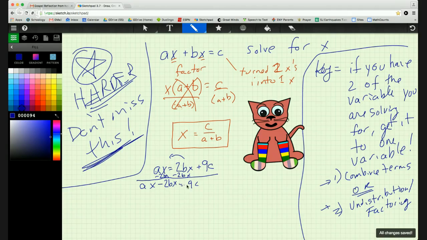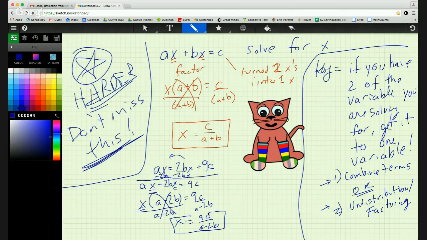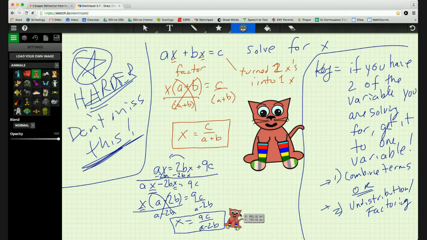So we get ax minus 2bx equals 9c. Now we're going to factor that x. And so we get x times (a minus 2b) equals 9c. And now we're golden. We just have this x. So if we divide both sides by a minus 2b, we get x. This will cancel. x equals 9c over a minus 2b. And we can definitely earn another happy cat for that.